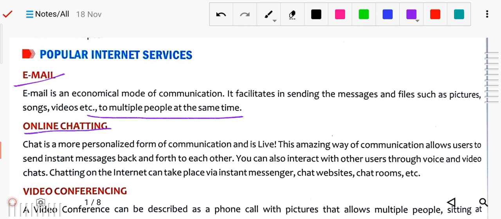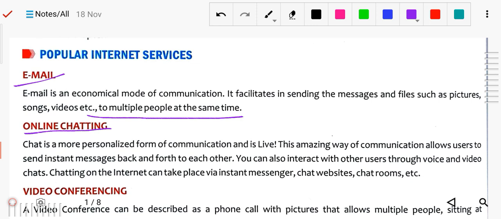Then after that, online chatting is very famous. We are using WhatsApp, even Facebook Messenger. They are providing online chatting. What is chat? Chat means to talk to someone. We are sending some text to others and we are talking with them. Chat is a more personalized form of communication, and live. Live means at the same time. We write something like "hi", and that will be sent to the others at the same time. So that is live.